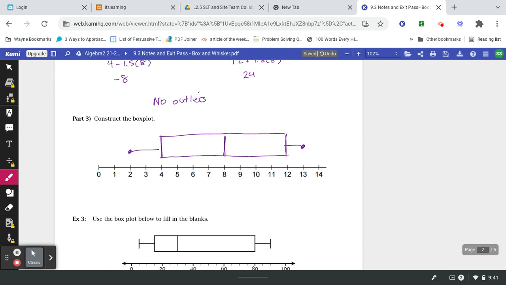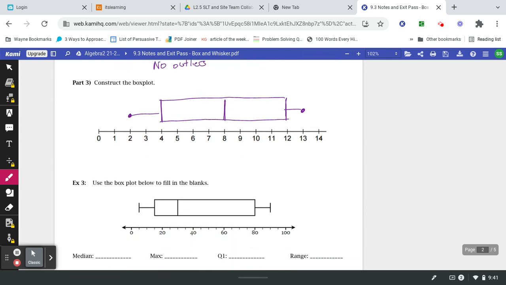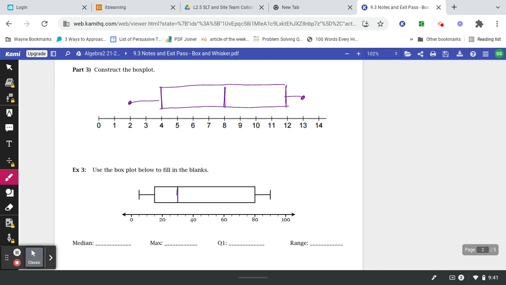And then the last example is a box plot that's kind of already been drawn for you. Notice they do theirs a little bit differently. Instead of putting dots on either side, they went ahead and put a line. You see it different ways in different places. So the median is always going to be this middle line here. So that looks like that's at 30. Notice they're counting by 5s down here. The maximum, this value right here, would be 90. Q1 is over here at 15, and your range would be your maximum, which was 90, minus your minimum, which would be 5, giving us a range of 85.